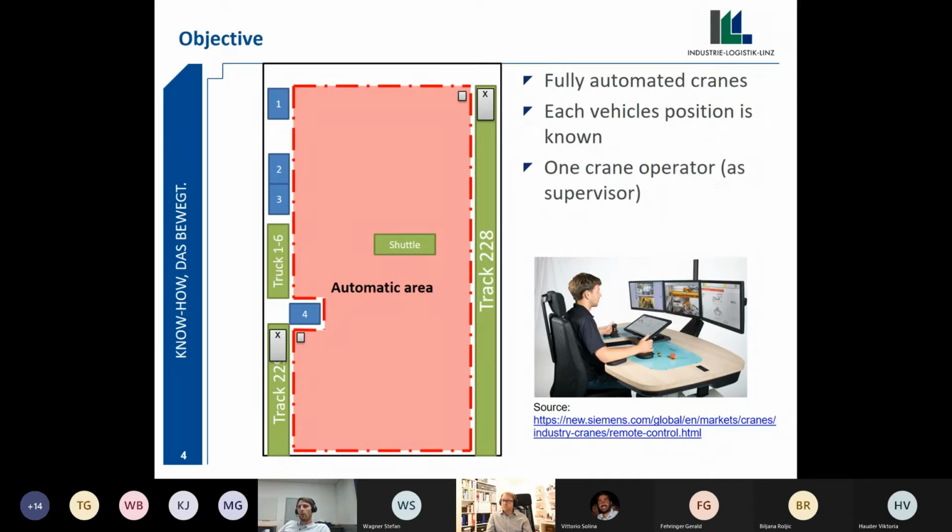So what we need to know is each vehicle position. We also need to fully automate the cranes, and the real challenge is to give the cranes the correct orders to get a smooth flow in the warehouse. Another challenge is that the crane operator is no longer operating in the crane cabin at the crane itself. So we have to move them into the office.